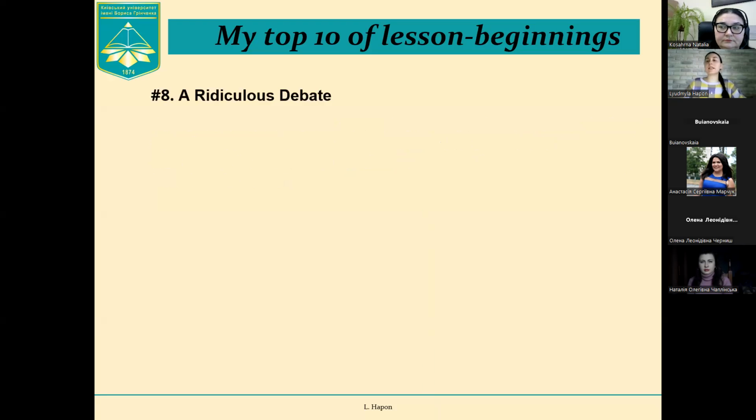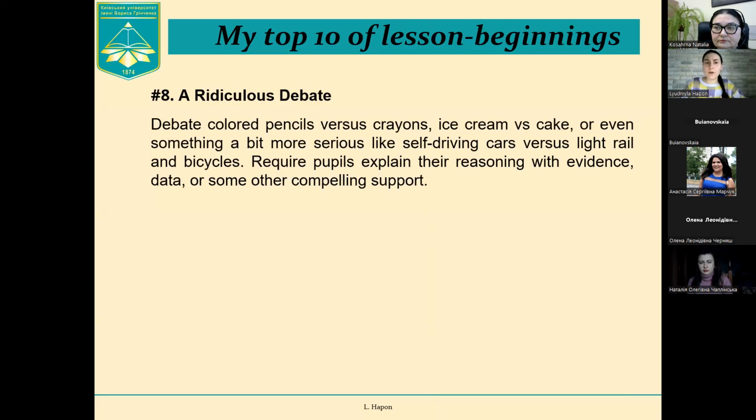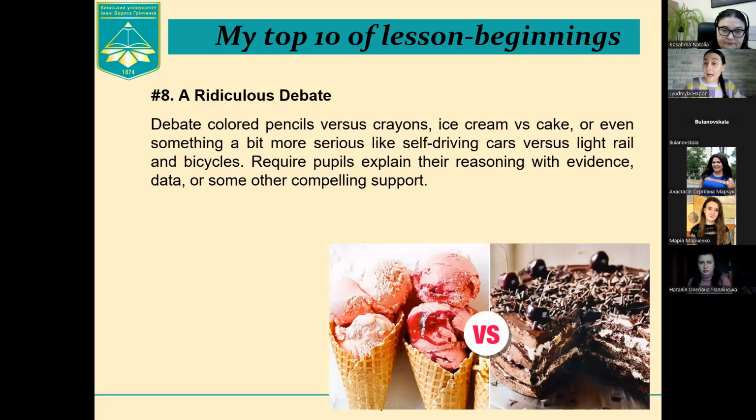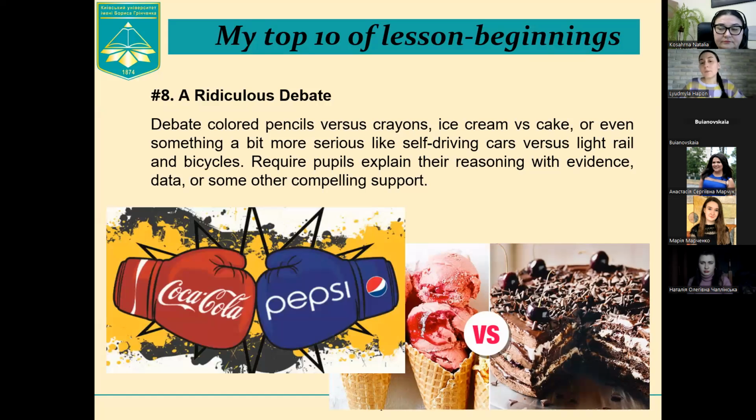One more activity is called a ridiculous debate. Pay attention, not just a debate, but a ridiculous debate. What is it about? You have two options like cola or Pepsi, ice cream or cake, colored pencils versus crayons. These are very simple, basic things, but that's quite difficult to explain. Why do you choose this one or that one? Why do you choose ice cream but not a cake for a birthday? Or why do you choose Coca-Cola but not Pepsi in the supermarket? If the level of pupils is higher, the task can be more difficult and more serious, like what is better, self-driving cars or light rail bicycles?